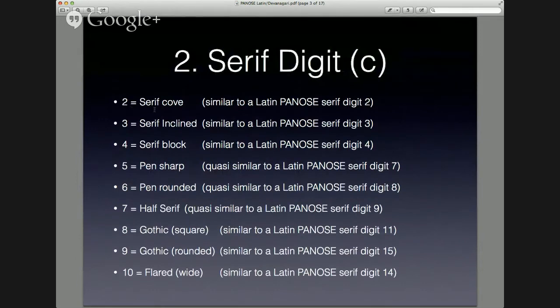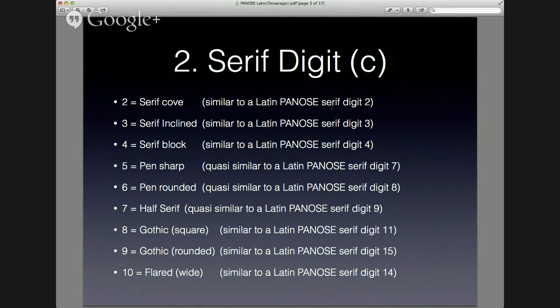The serif digit is, for Latin, one of the most, I don't know, flavorful digits in the definition. And in Devanagari, it has a lot of flavor, but it isn't as strong in the overall shape of the font. So this covers both the way stems are terminated and a little bit about how the pen is used if you have a block pen or a sharp pen.